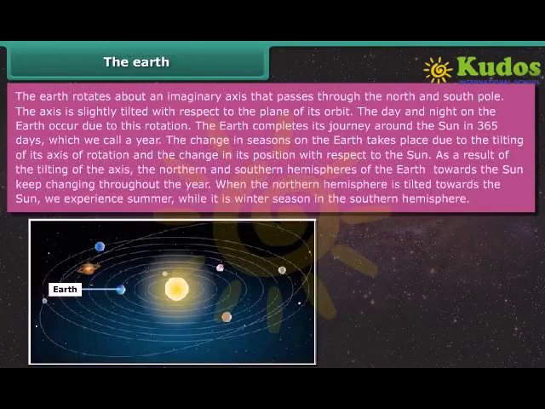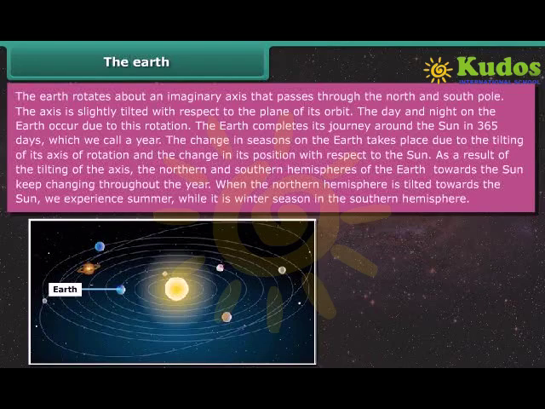The Earth rotates about an imaginary axis that passes through the North and South Pole. The axis is slightly tilted with respect to the plane of its orbit. The day and night on the Earth occur due to this rotation. The Earth completes its journey around the Sun in 365 days, which we call a year.